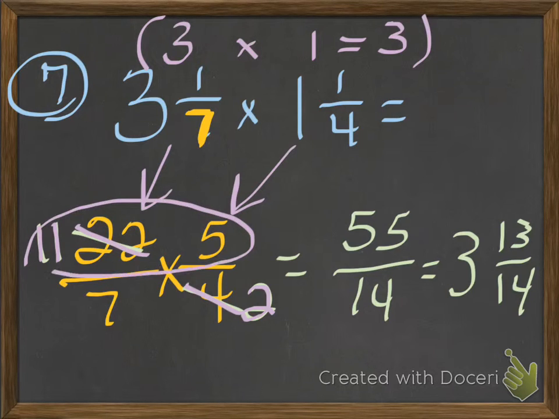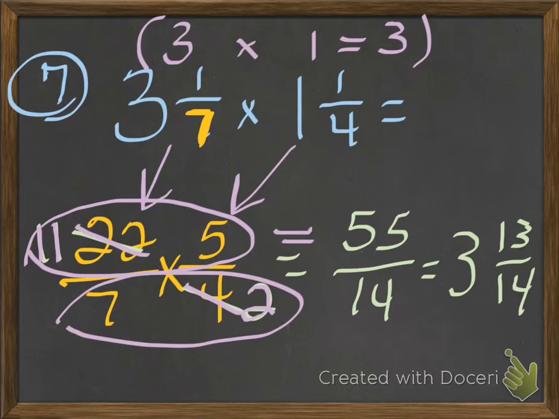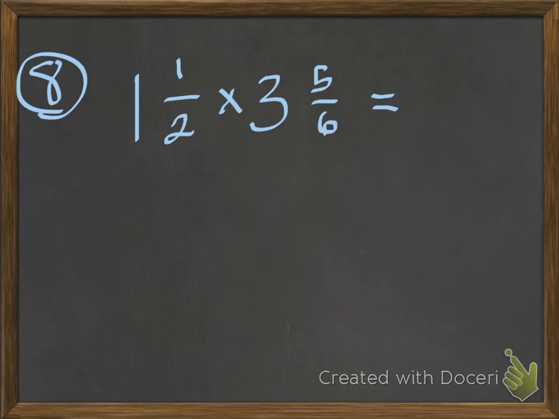Then I multiplied the numerators. 11 times 5 equals 55. And 7 times 2 equals 14. So that leaves us with 55/14. Need to change that back to a mixed number. 55 divided by 14 equals 3, and then I get a remainder of 13/14, I think. I'm pretty sure. 13/14. So that is my final answer, and that's close to 4. My estimated answer was 3, so that's pretty close.